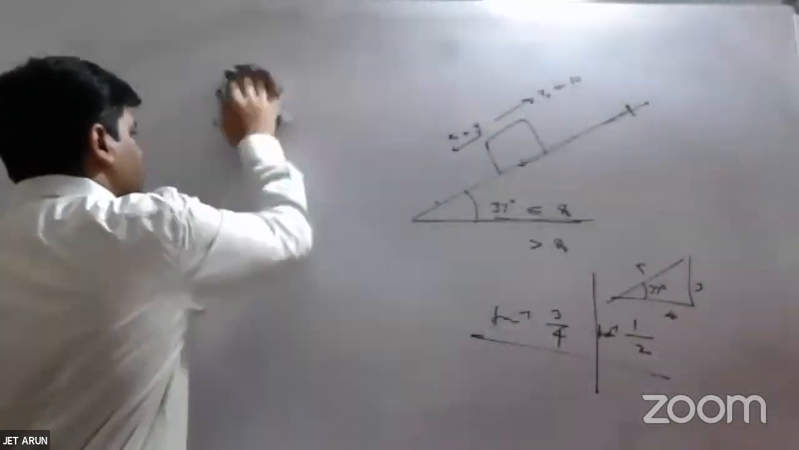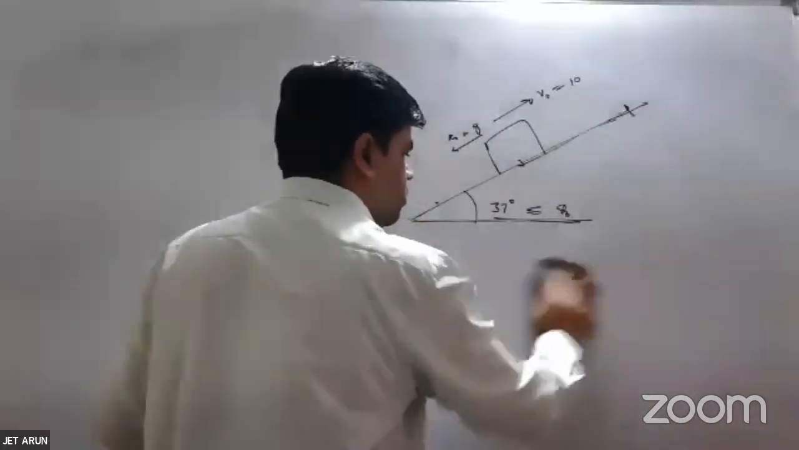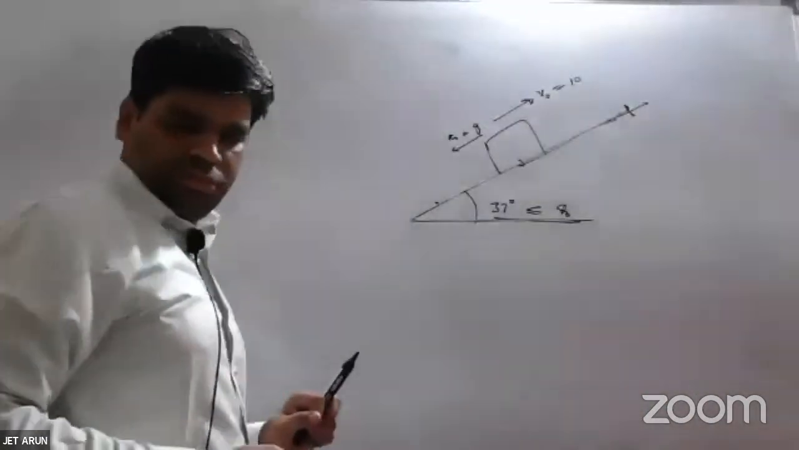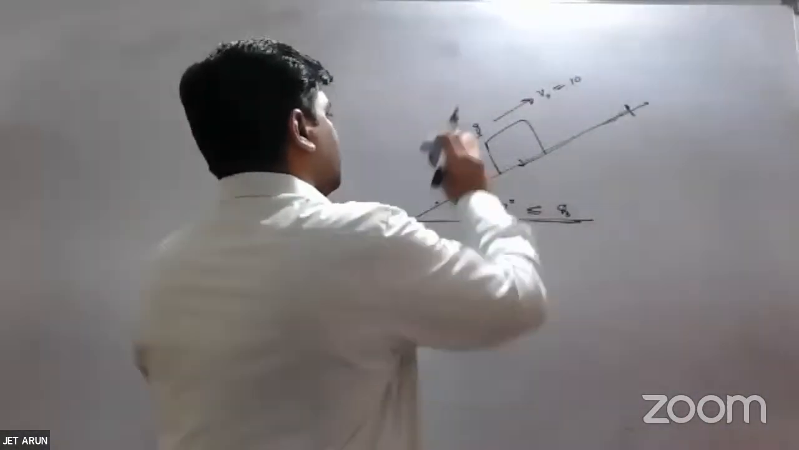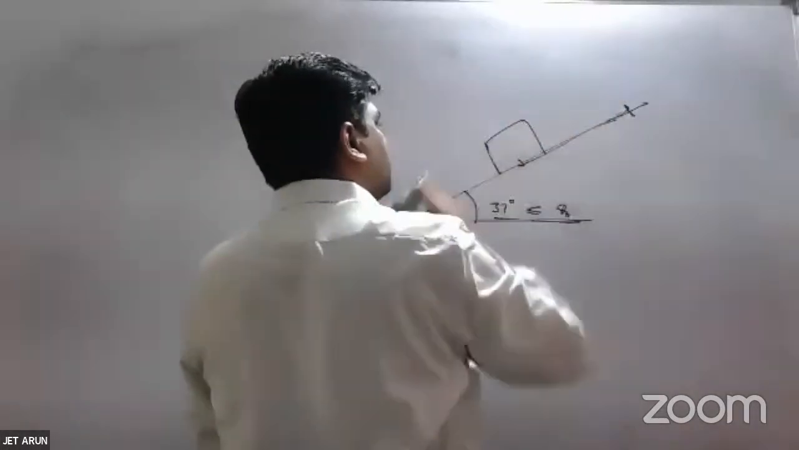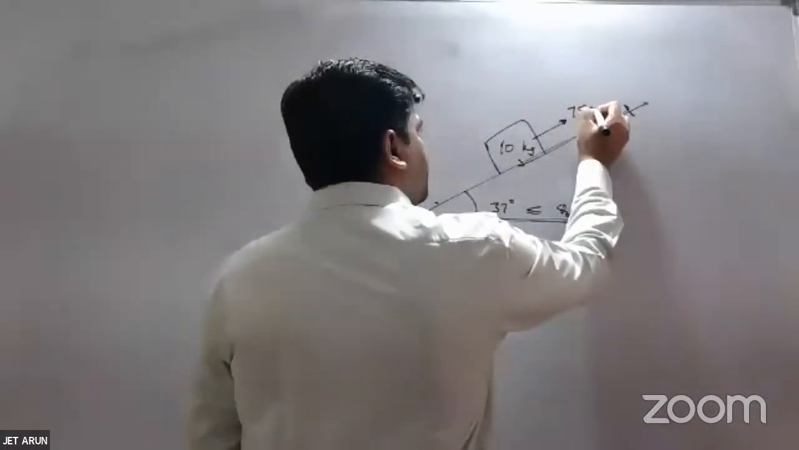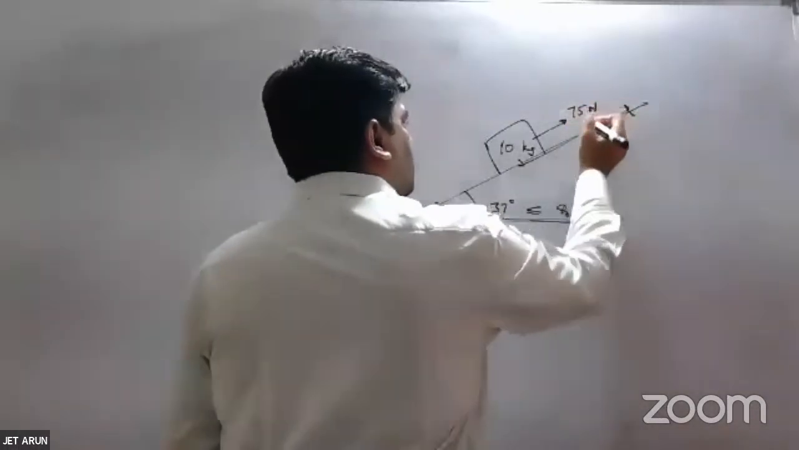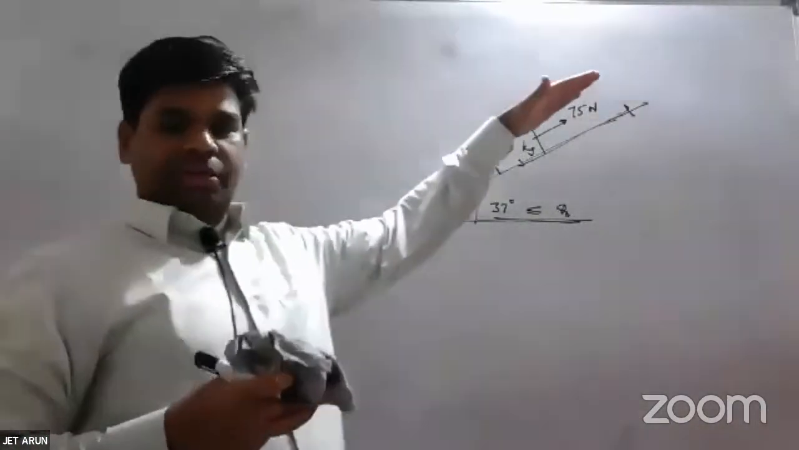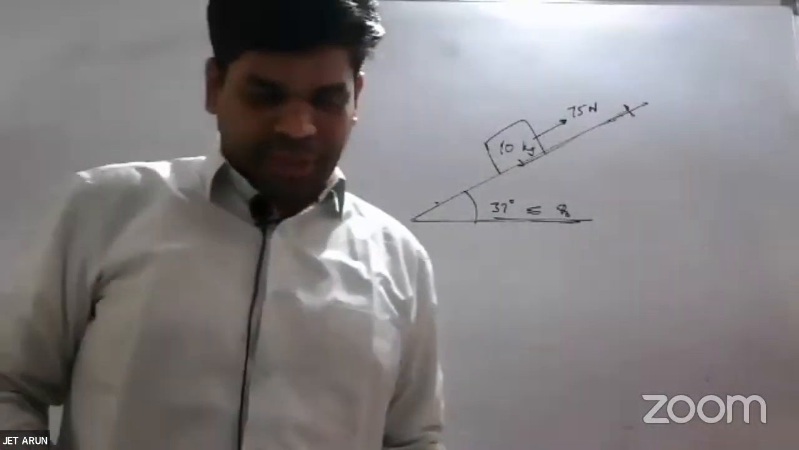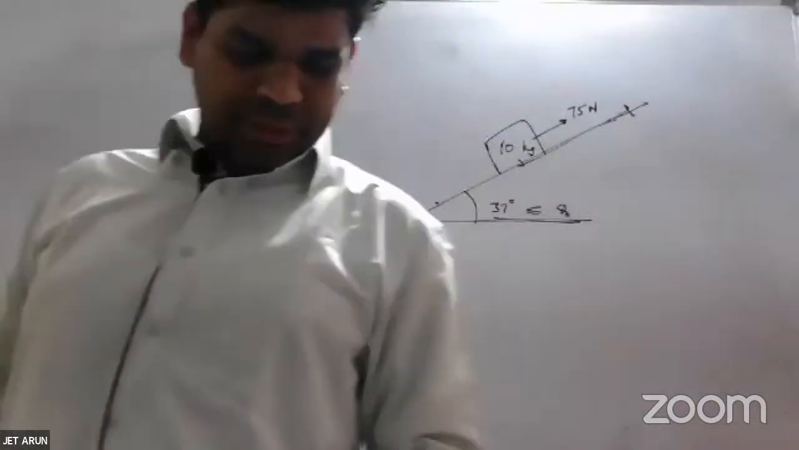She is given a situation where a force is applied on the block. Angle is again 37 degrees. Mass is 10 kg. A force of 75 Newton is applied up the plane on the block, in the direction upward parallel to the plane. All right. And mu is 0.05. Is it 0.05? Yes.